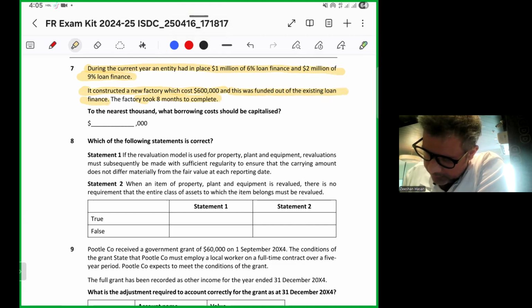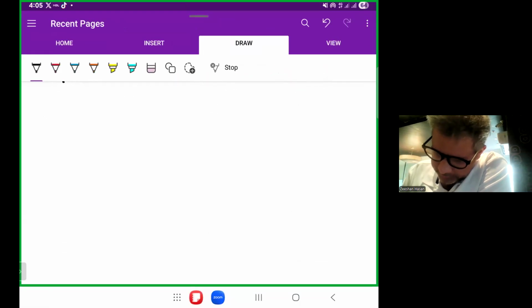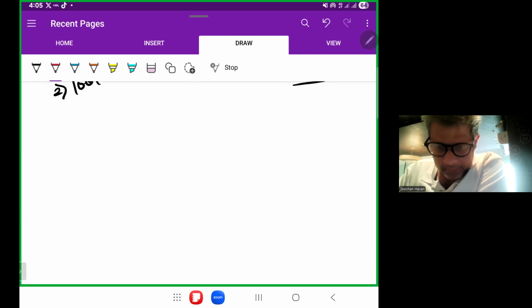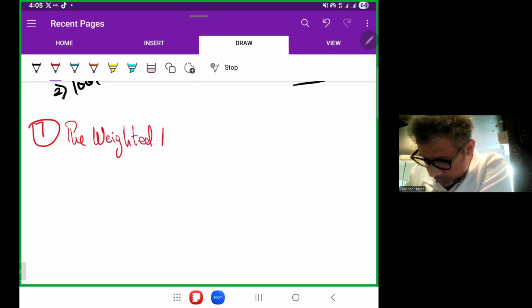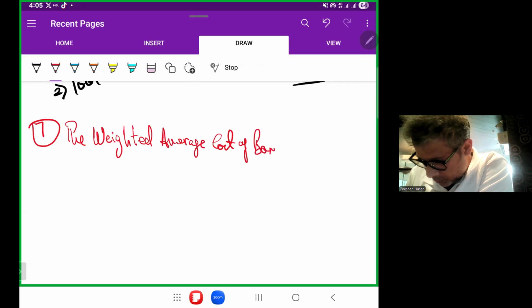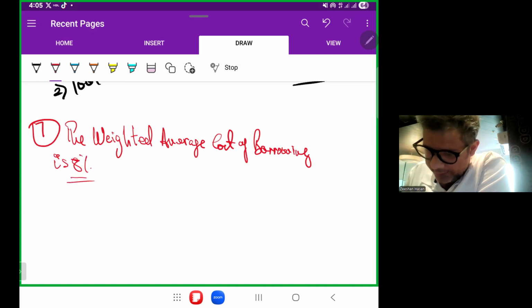Now the seventh one. Let's do this. So, well, the weighted average cost of borrowing is 8%. How will we get this 8%?